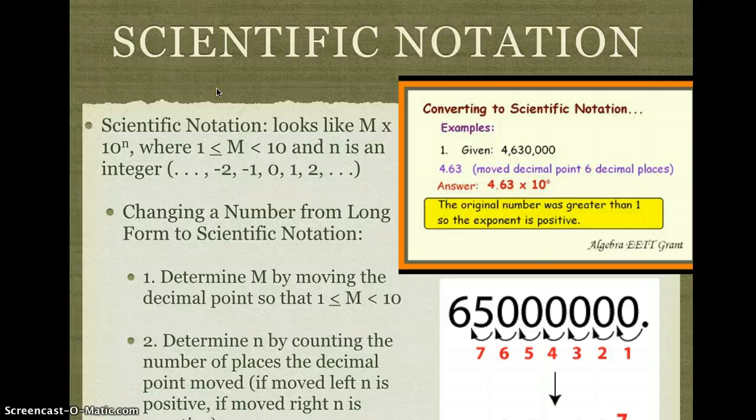And then we need to count how many places we moved it. Clearly, you can see there that there are 7 moves, and it's to the left. And so left positive, right negative. Again, the number is large, so it requires a positive exponent. So 6.5 times 10 to the 7th.